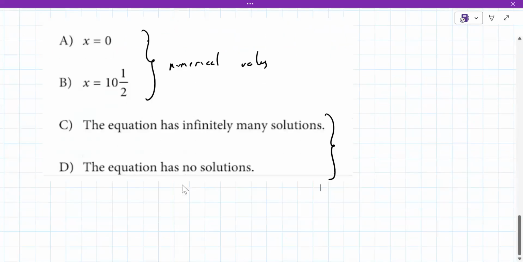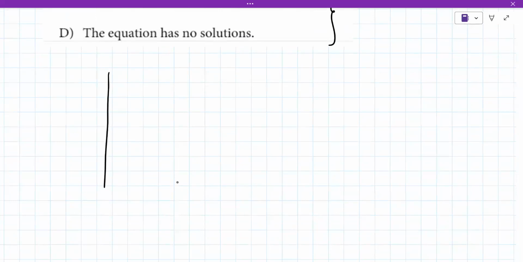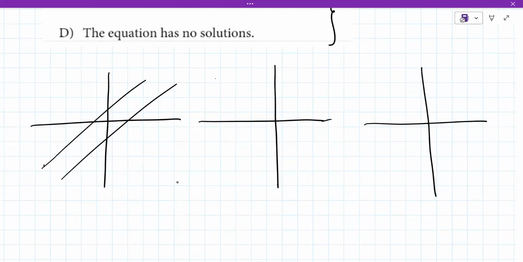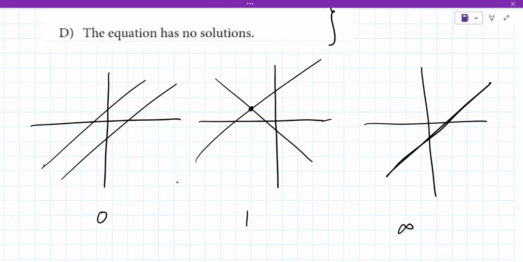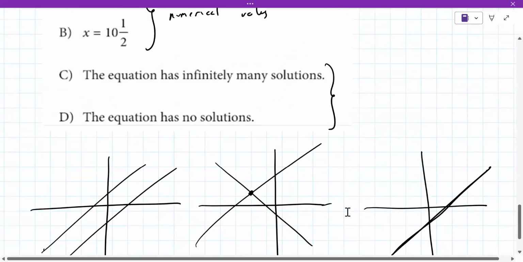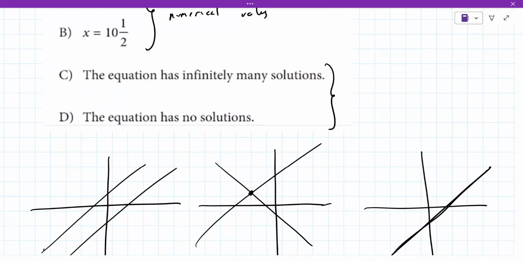Now, these words have meaning. I haven't framed this question with you yet, but it refers to the fact that for a system of equations, there are three possibilities: no solution, one solution, or infinite solutions. And that's what these answers say: the solution is 0 or 10.5, or it has infinitely many solutions, or it has no solutions. So sometimes there's a lot that you can extract from it, but you have to put it in context.